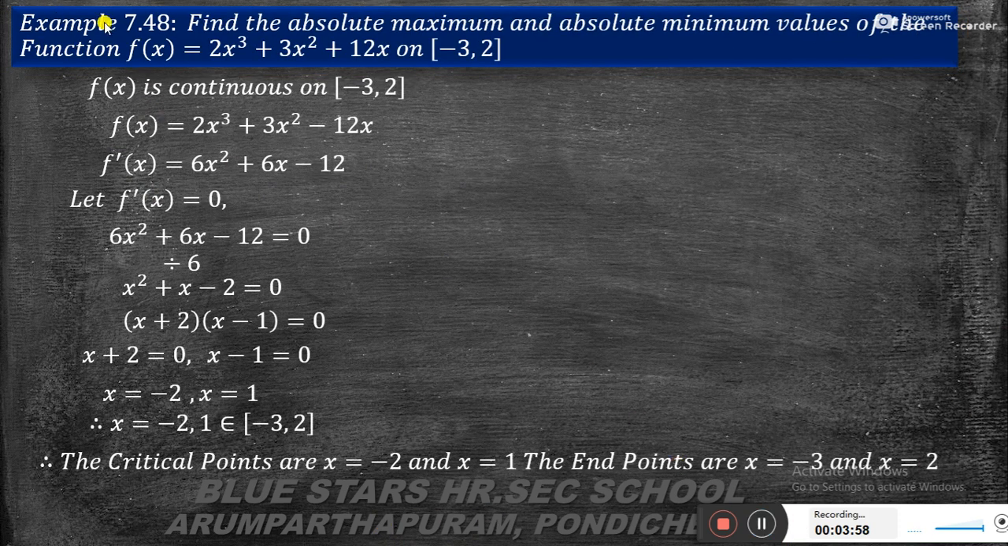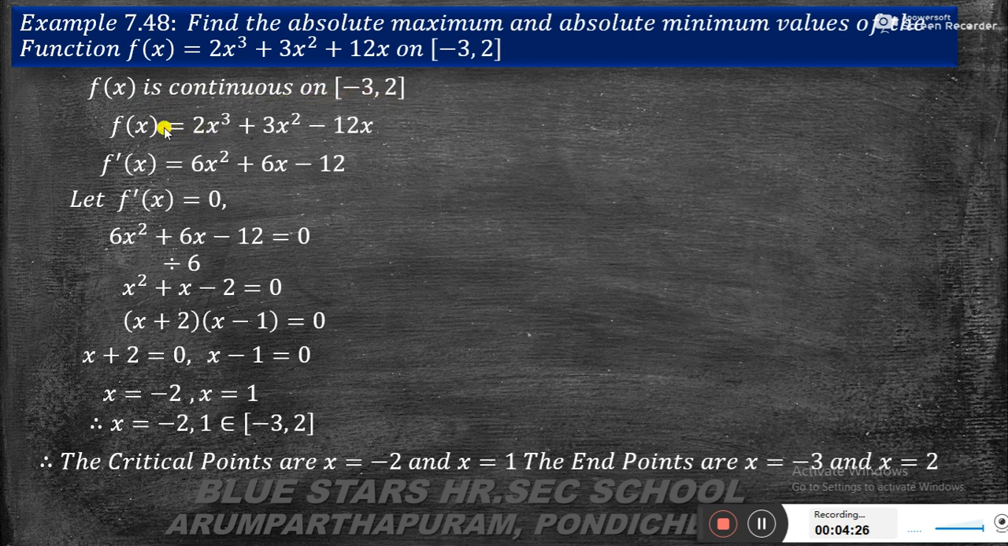Next example, 7.48. Find the absolute maximum and the absolute minimum values of the function f of x equal to 2x cube plus 3x square minus 12x on minus 3, 2. You see the question: find absolute maximum and absolute minimum. They ask about the absolute maximum and minimum values of this given function in the interval minus 3, 2. So first step, I write f of x is continuous on minus 3, 2.